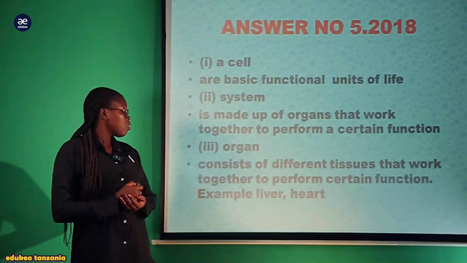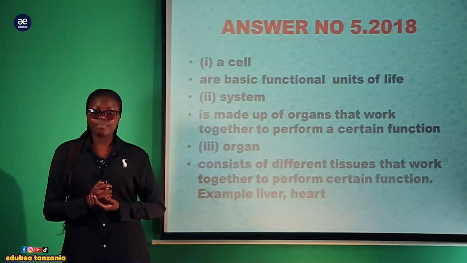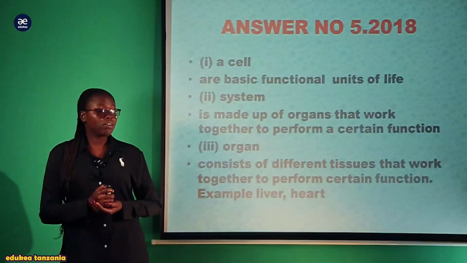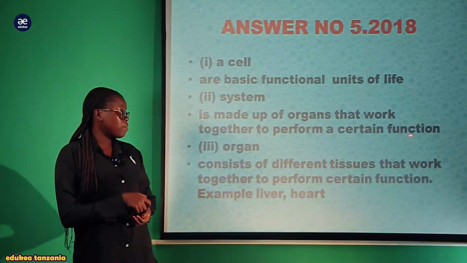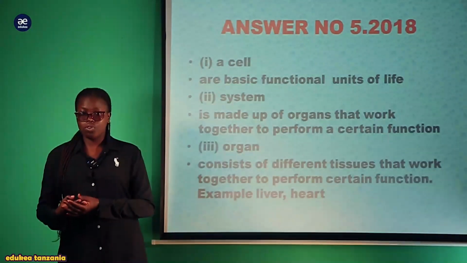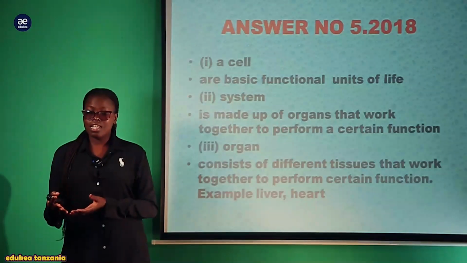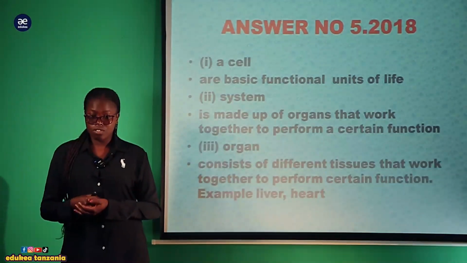And in question Roman 2, you are needed to define the term system. The system is made up of organs that work together to perform a certain function. So the system is a combination of different organs that work to perform a particular function. This is known as the system.